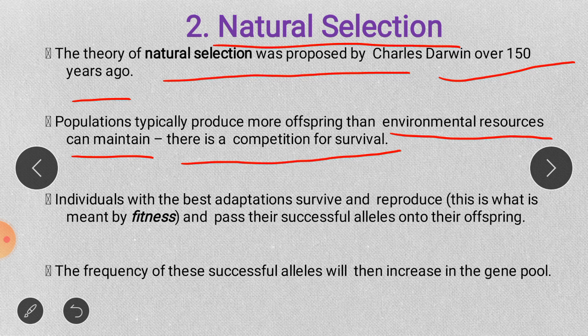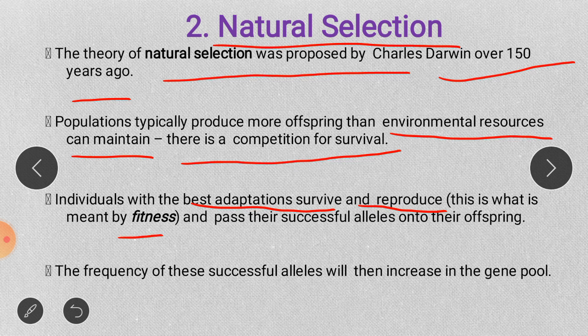So individuals with the best adaptation, those individuals have the capacity to adapt to natural changes, climatic changes. They are able to survive and they are able to reproduce. So that is called fitness. Fitness is defined as the reproduction rate in relation to that of other genotypes. Compared to other genotypes, how one individual or one organism reproduces. So that is called fitness.